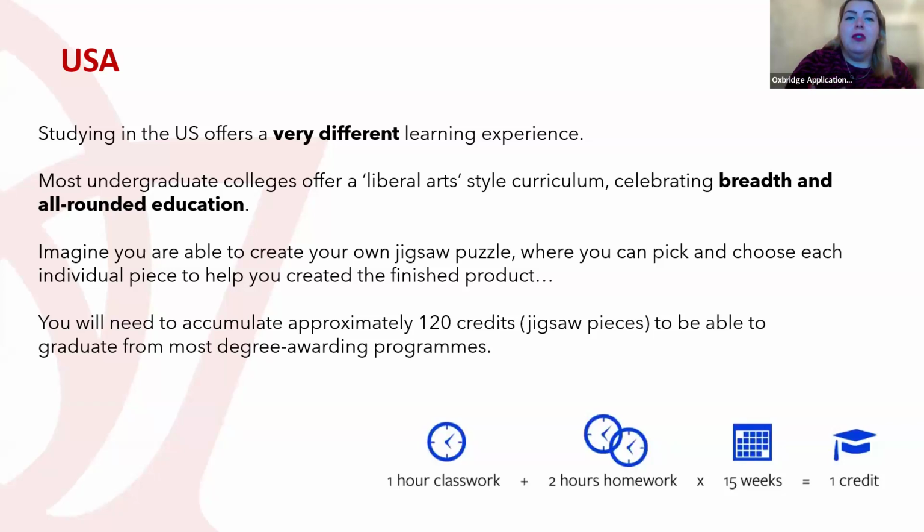So you need to make sure that you can accumulate all 120 pieces of your jigsaw puzzle, or credits, to be able to graduate. And you can see there the 1 credit is typically born from doing a certain amount of classwork and a certain amount of homework over a certain number of weeks in a semester. So essentially, you will go to a certain number of classes throughout your 4-year program to gain the credits you need in a various number of different areas of academic classes and study to create your overall degree at the very end of it.